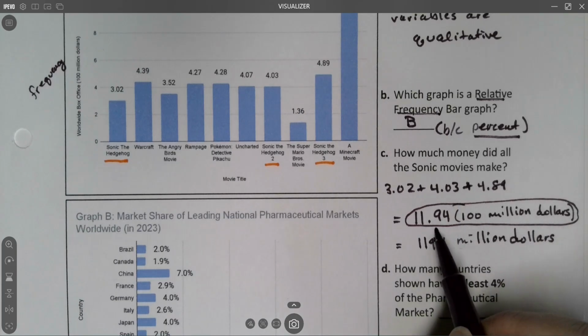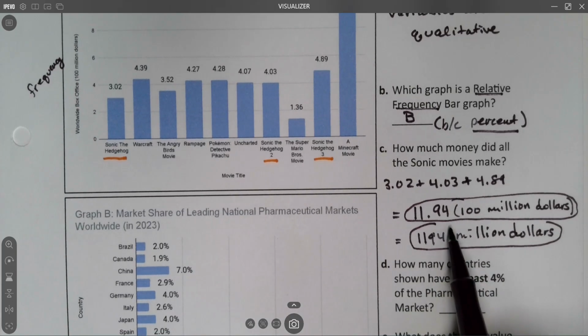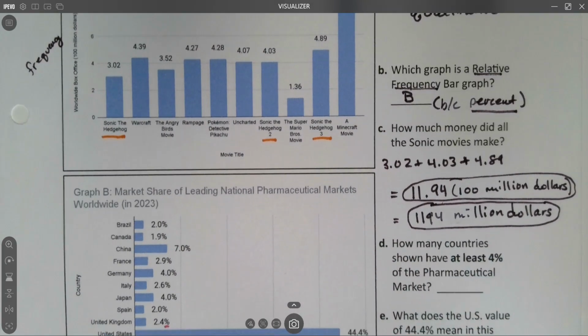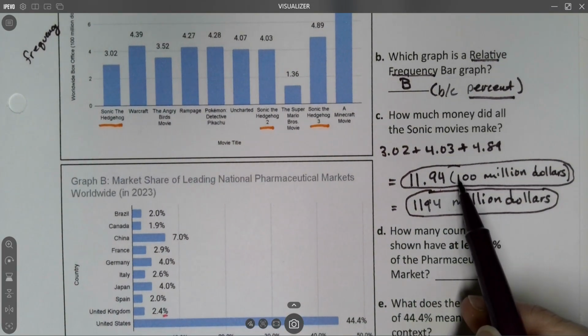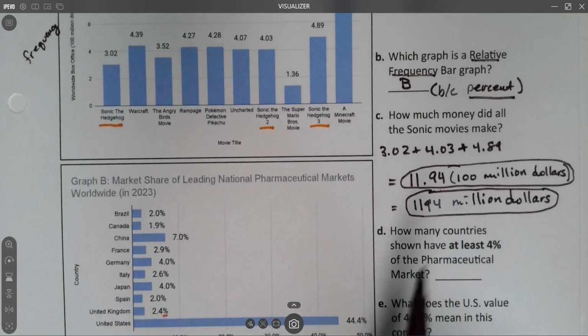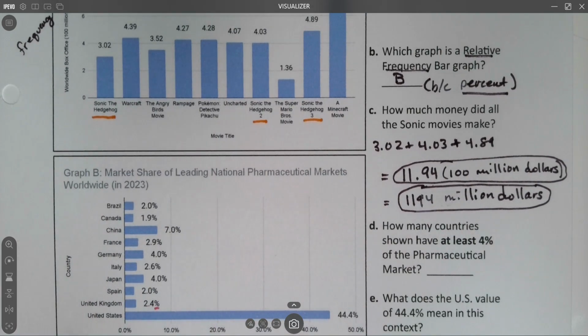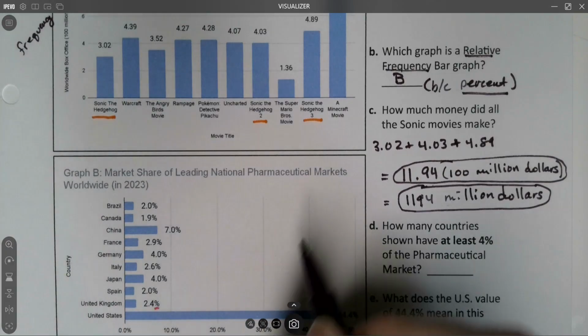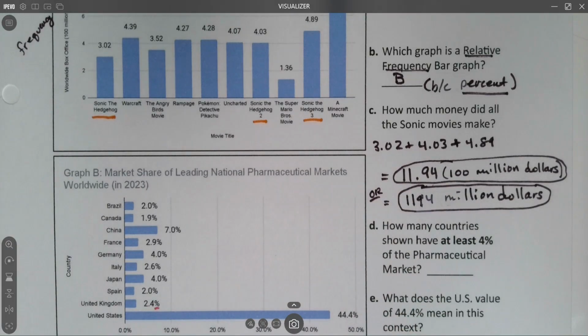So either one of these is perfectly fine. The $100 million is just a little awkward. We're not used to writing it like that. And I would want to separate it out so that it doesn't look like it's bleeding into this number. So that's why I put the parentheses there. So it might be cleaner just to multiply it by 100 and say that. Right? But either one of those is fine.